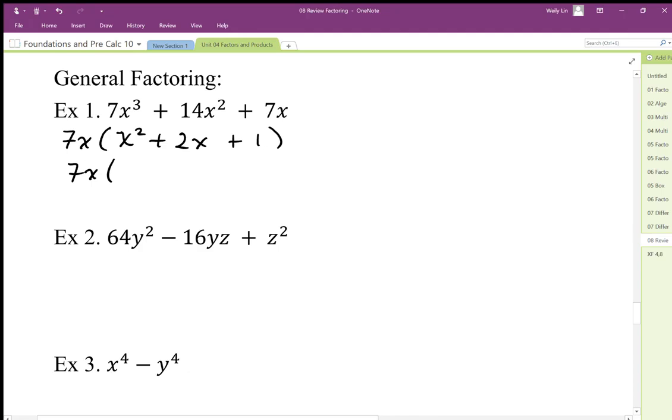So two numbers that multiply to 1 and add to 2 are 1 and 1. And since this is the same factor, it's a square, we can leave it like that, or we can express it with a square.